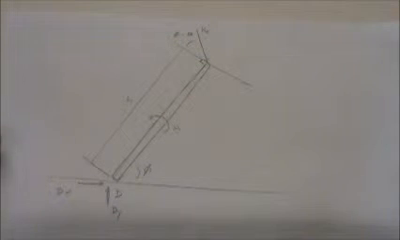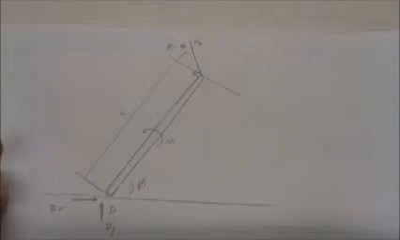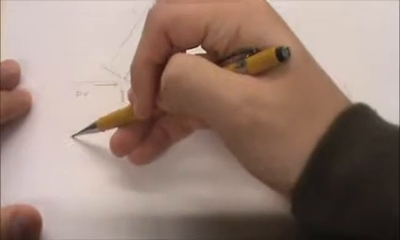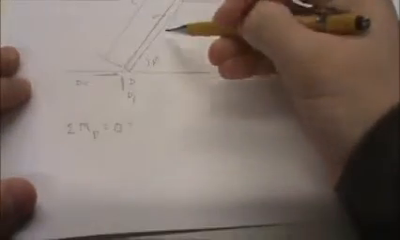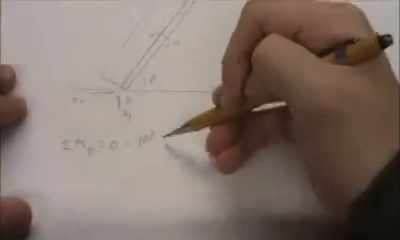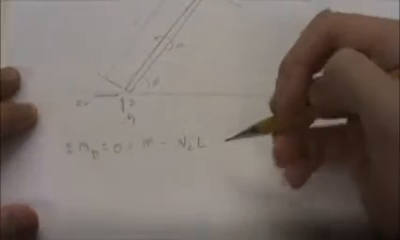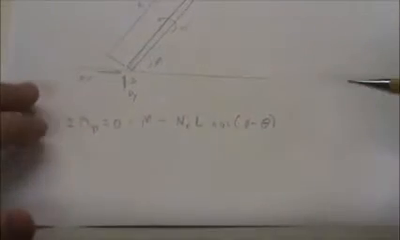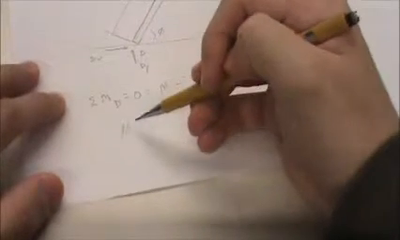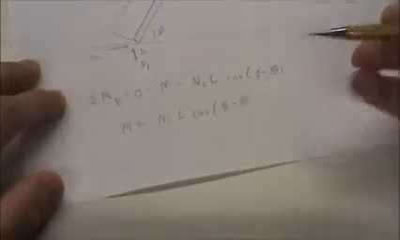So now that we've found the angle between this normal force and the perpendicular component of the bar, we can now write the sum of the moments equation to finally solve this problem. The sum of the moments around D is equal to 0, and that equals the positive moment M minus the normal force C at a distance of L times the cosine of phi minus theta. So now we can just solve our equation. M is equal to normal force C times L cosine phi minus theta.